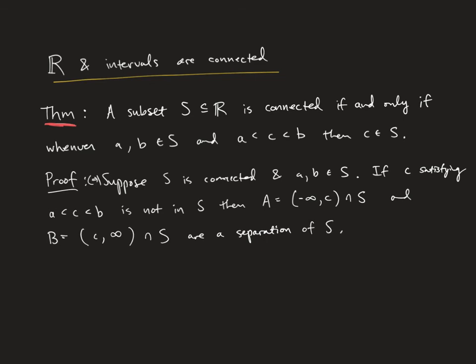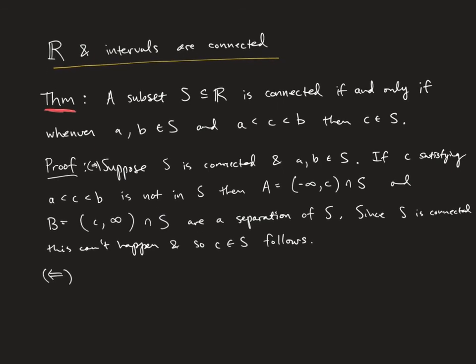of S. Okay, this is clear because this capital A set has little a in it. This capital B set has little b in it, so they're non-empty. They're clearly disjoint. They come from open sets, and so therefore they constitute a separation of S. So since S is connected, this can't happen. And so C in S follows. Okay, easy peasy that way.